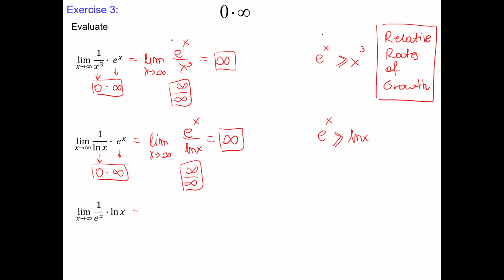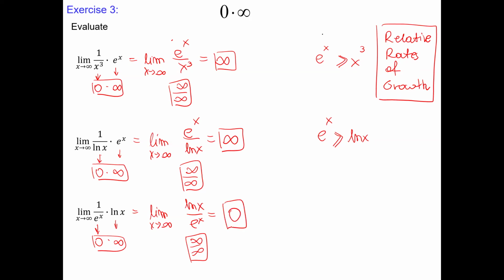And then 1 over a big number, small number. Natural log at infinity is infinity. Now I have the other way: natural log of x over e to the x. Infinity over infinity. But now actually that's the same relation. E to the x grows faster. If the denominator is winning, it's 0.